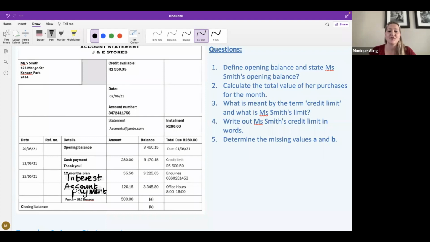Okay. So question 1 says define opening balance and state Ms. Smith's opening balance. Okay, so just to save some time, remember opening balance is the amount in the account at the beginning of the month. Okay, so the amount of money in a bank or an account at the beginning of the month. So it's a two-part question. So you'll start with that definition, the amount of money in the account.